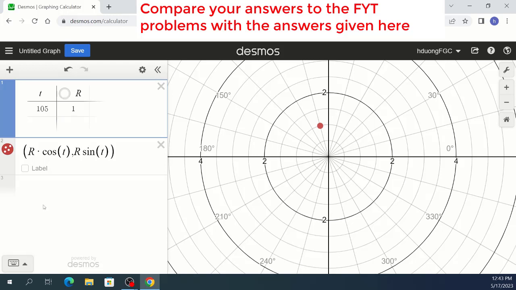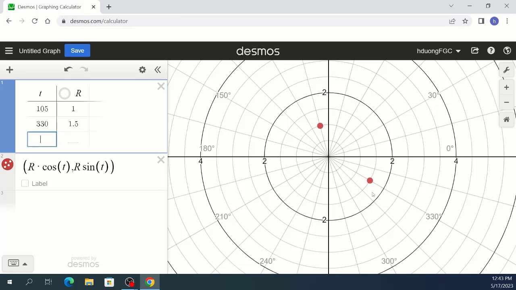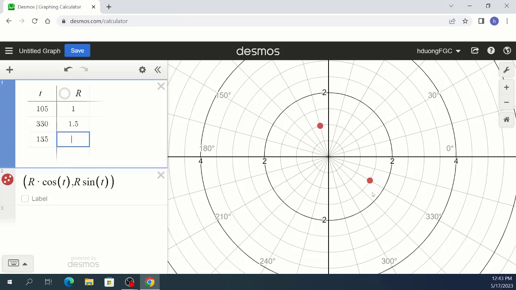Okay. So the next point, the angle is 330. And I'm looking at radius 1.5. Are we at the correct point? The second point is right here, where my mouse cursor is pointing. This time I'm just telling the answer right here. Third point, the angle is 135, but then we're looking at minus 2.5. That's the third point that popped out.